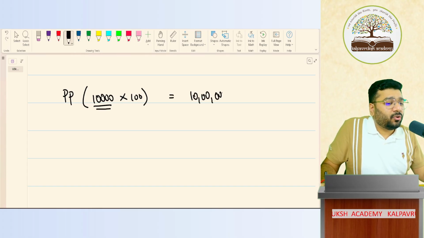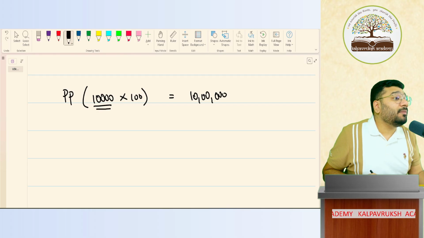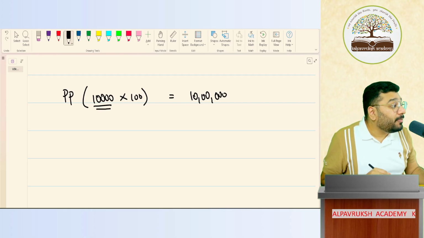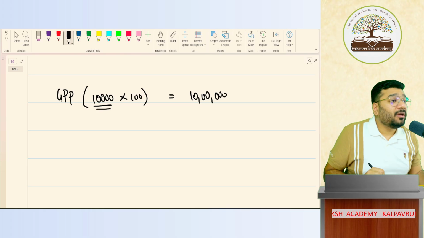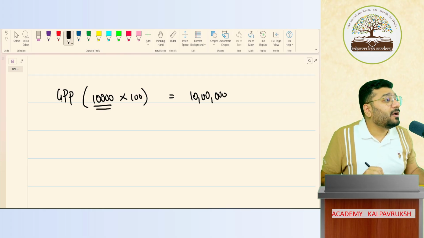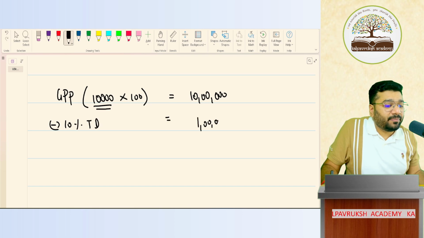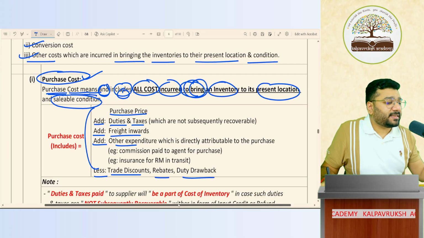10 lakh rupees. Okay. Now, since you've done a bulk purchase, the opposite person is giving you a trade discount of 10%. How much discount? 10%. This is called the gross purchase price. So minus 10% trade discount, how much? 1 lakh. Fantastic people. Tell me people, what is the balance? 9 lakh. This is called the net purchase price. Any problem?